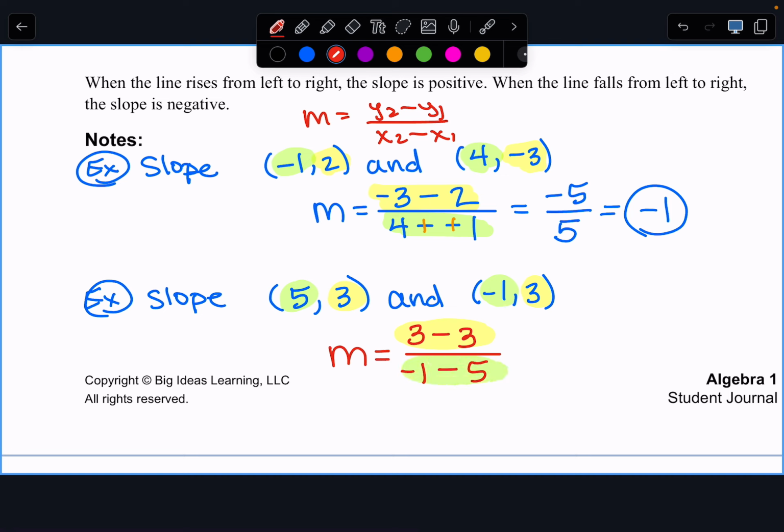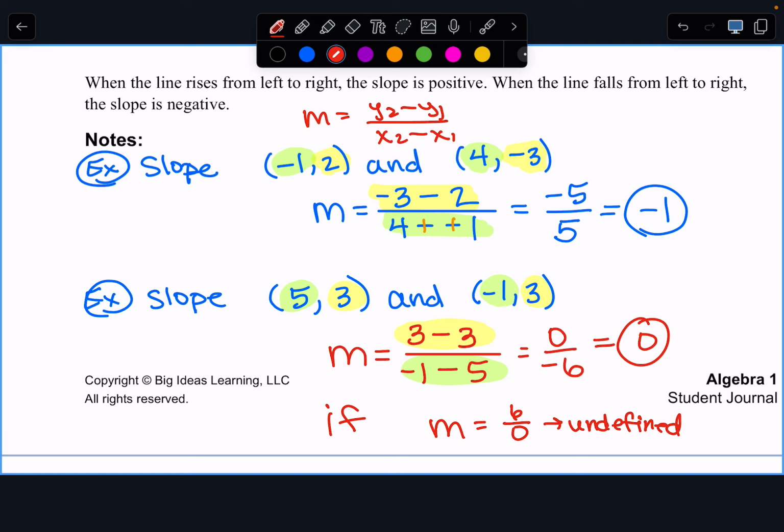What happens? It's a 0. Can we take 0 divided by -6? Yes, we can. When is it not okay to have a 0? If we get like a 6 over 0, that would mean undefined. But a 0 over -6, that's totally fine. Dividing by 0, not a thing, that's undefined. 0 divided by something, totally fine.